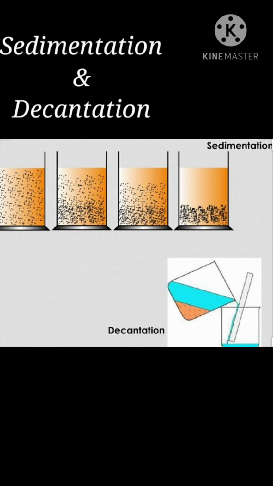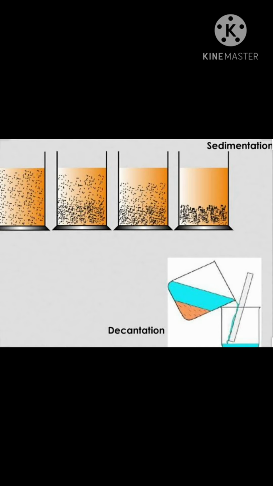Sedimentation, as all of you know, I have explained in the previous chapter also, is a process by which heavier insoluble particles of a solution settle down at the bottom, whereas the clear water is obtained at the top. The clear water at the top is decanted. The process of pouring out the liquid without disturbing the sediment is known as decantation.